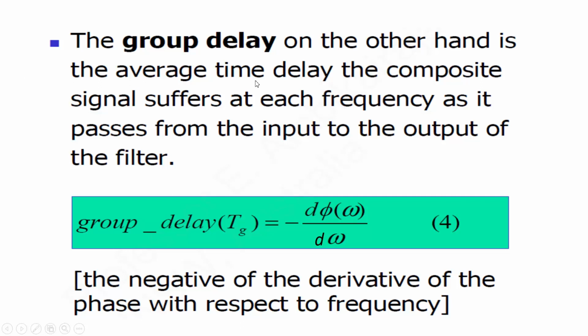The group delay, on the other hand, is the average time delay the composite signal suffers at each frequency as it passes from the input to the output of the filter. So this is the group delay, the negative of the derivative of the phase with respect to the frequency.